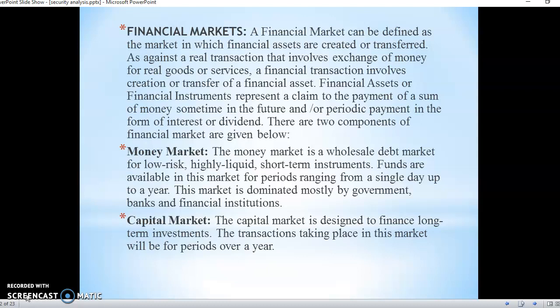Now, the financial markets have two components, that is the money market and the capital market. Money markets are those markets where only short-term securities or instruments are traded, but in the capital market the long-term securities and long-term instruments are traded. Okay, this is all about the financial market.